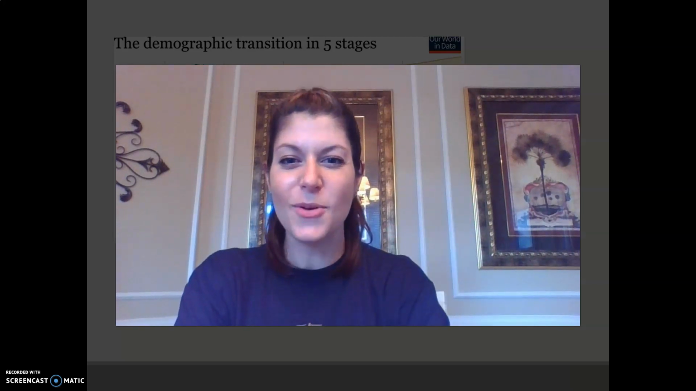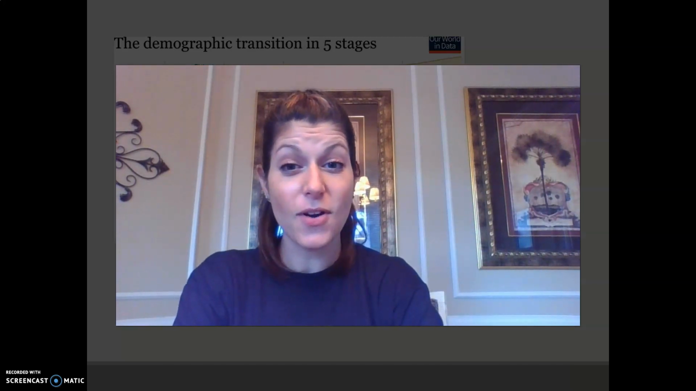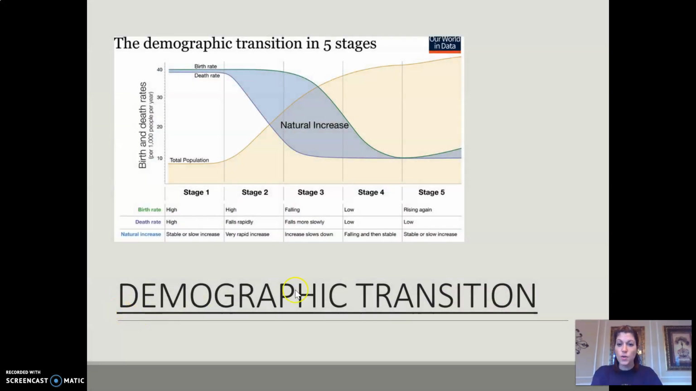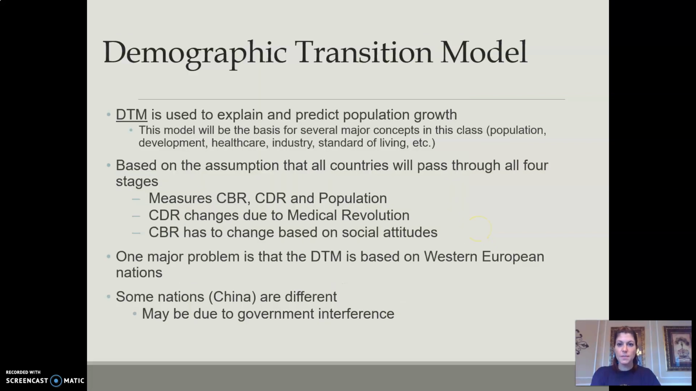Hey everybody, I'm going to continue our discussion on the demographic transition model. So you have seen this chart. There are 4 stages in the demographic transition model and then a 5th unofficial stage. The demographic transition model, again, is used to explain and predict population growth.